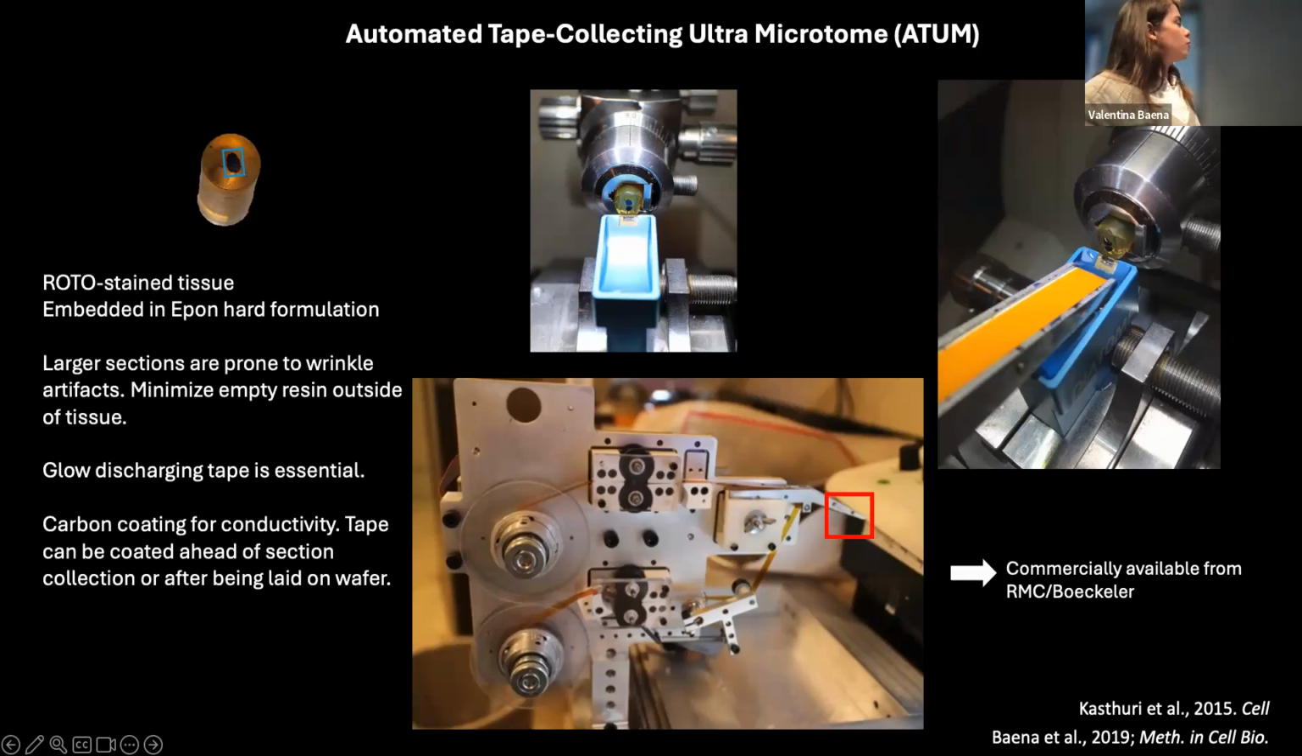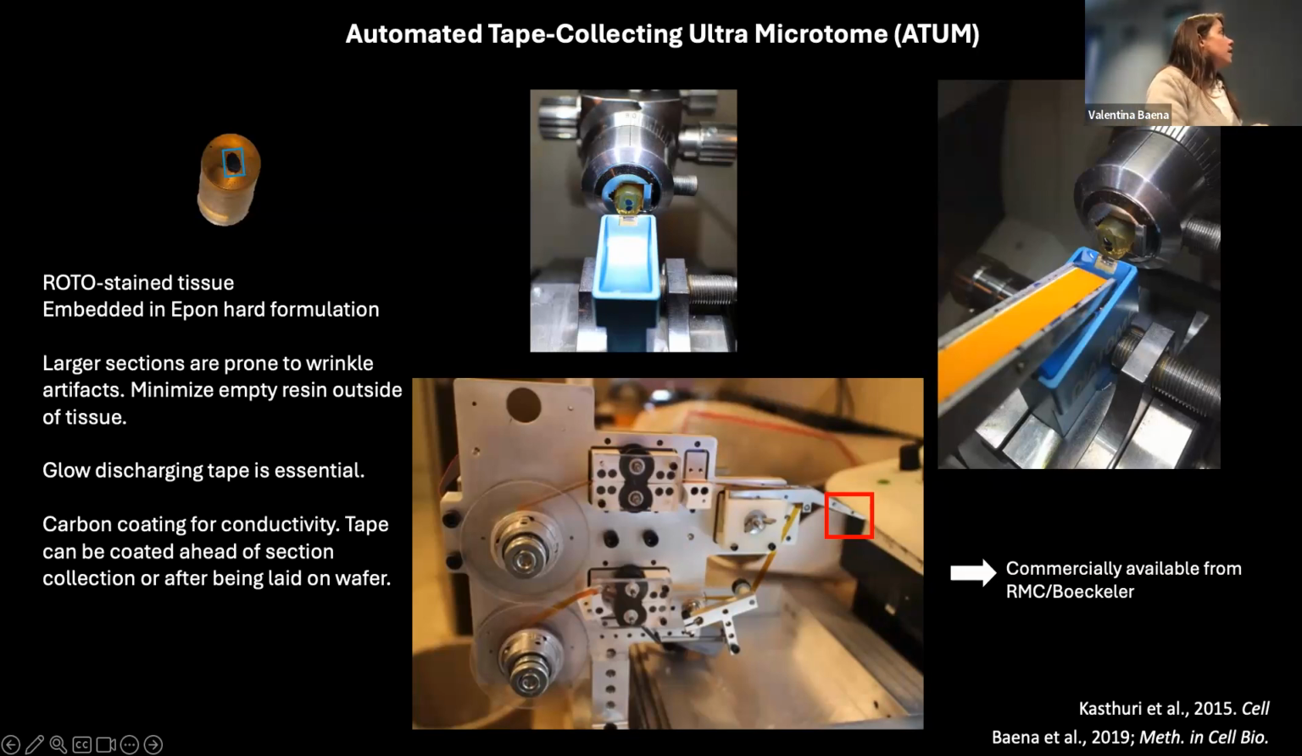So some of the, I would say, critical steps for this is you want a well-stained tissue for this. So for example, rOTO, reduced osmium, TCH, second osmium. Embedded in EPON with hard formulation, the hard formulation is required for thin sectioning. Even if it's 60 nanometers, the hard formulation will prevent many of the artifacts that we'll see later on. Larger sections are prone to wrinkling artifacts.